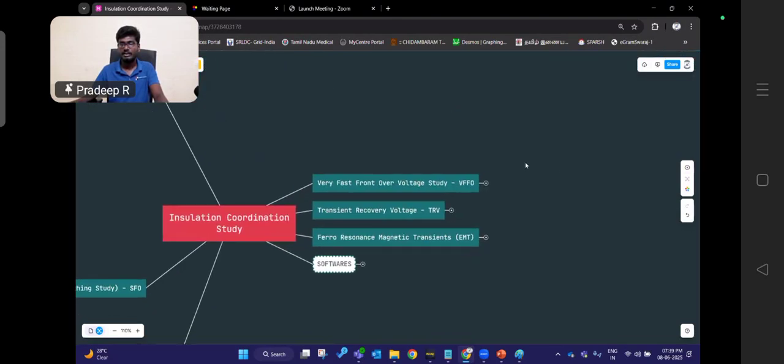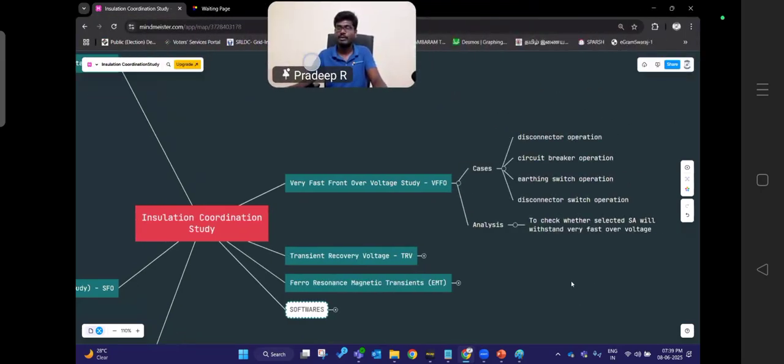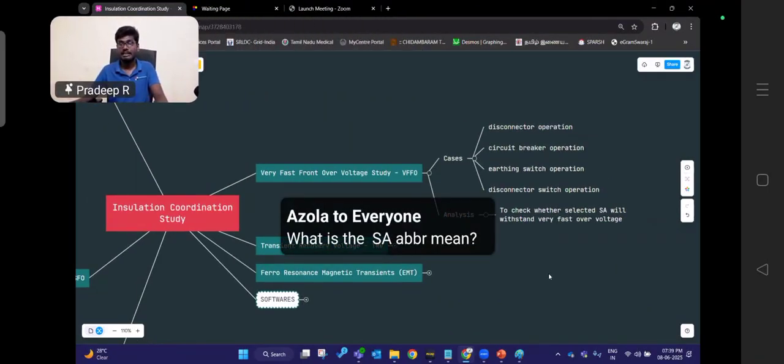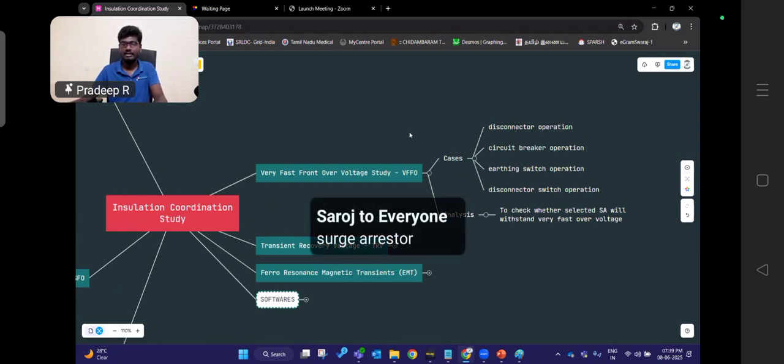Clear? So then the fourth study is very fast front over voltage. Very fast front over voltage will usually be done for GIS connected systems, right? Gas insulated substations. So when it is connected to the GIS and the voltage rating is greater than 420 kV, we want to perform our very fast front over voltage study, VFFO.